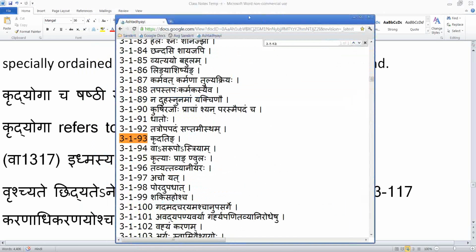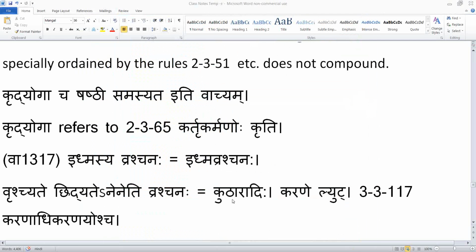Right now we are using 3-3-117. So this is a krit pratyaya which has been used. There's a karma of that dhatu, which is idhma. So we get vrashchate chidyate anena iti vrashchanaha. So this will allow it to compound. We get idhma vrashchanaha. One more side thing is that you should look at the samprasaranam here.